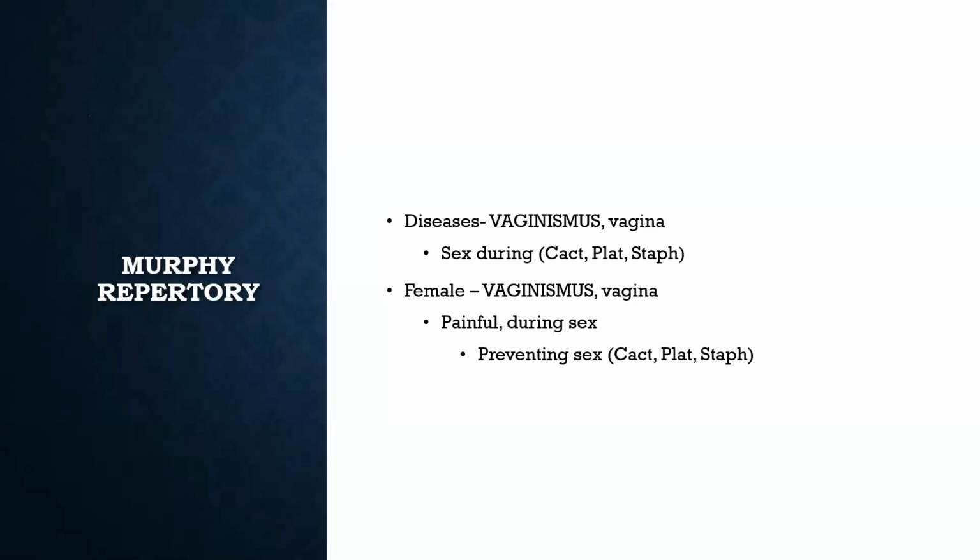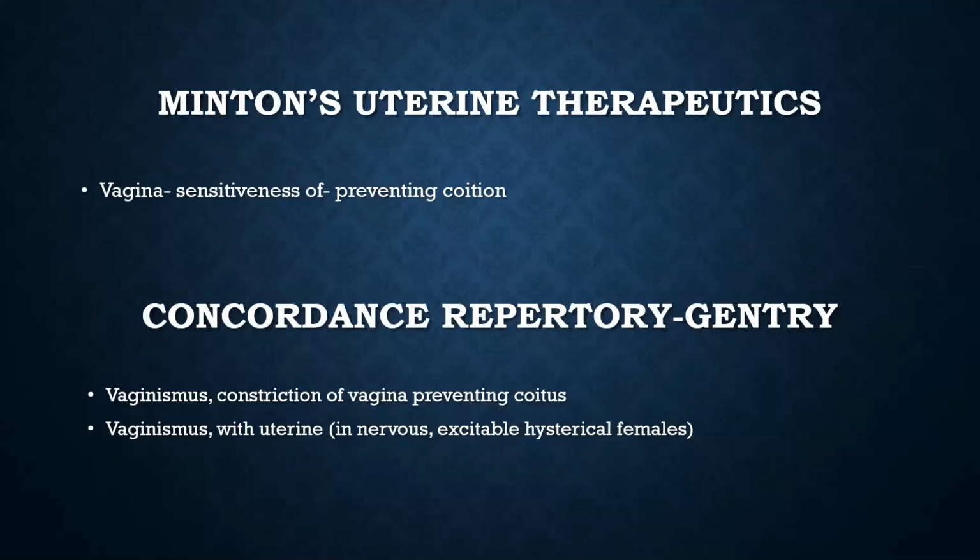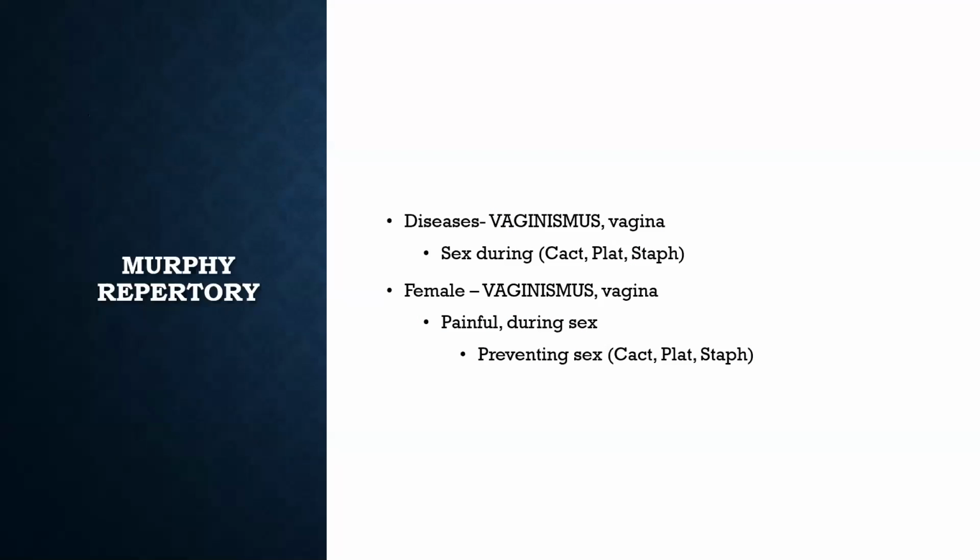Murphy's repertory, again same. Diseases, vaginismus, vagina, then sex during, a subrubric of it. Then go to the chapter female, we'll have vaginismus, vagina, painful during sex, preventing sex. These are the particular rubrics you'll find under Murphy's repertory.